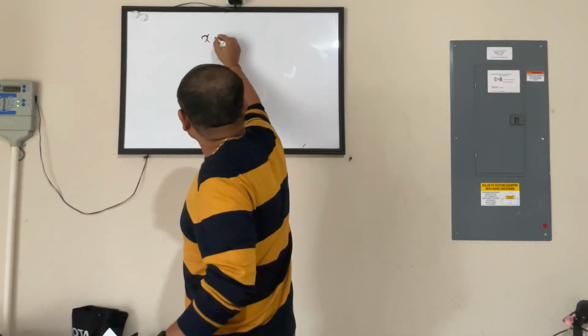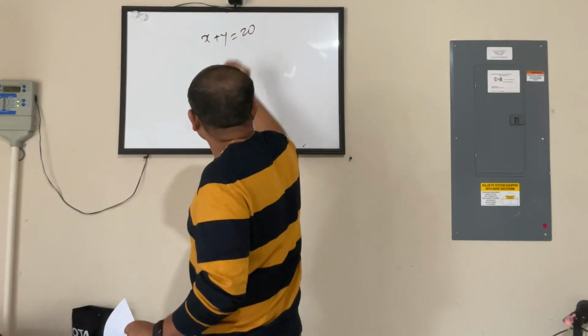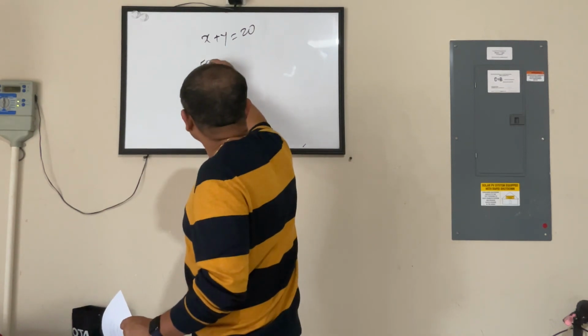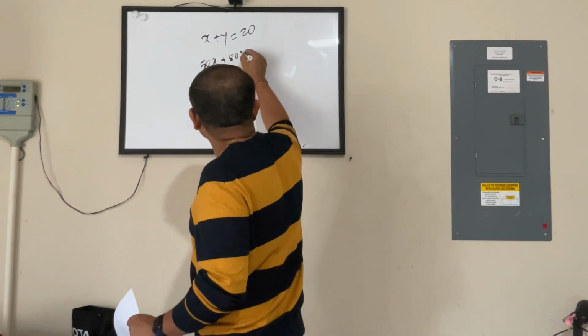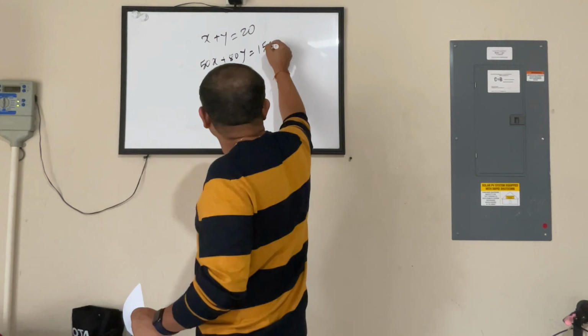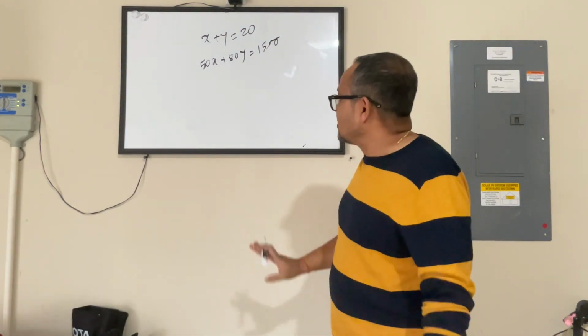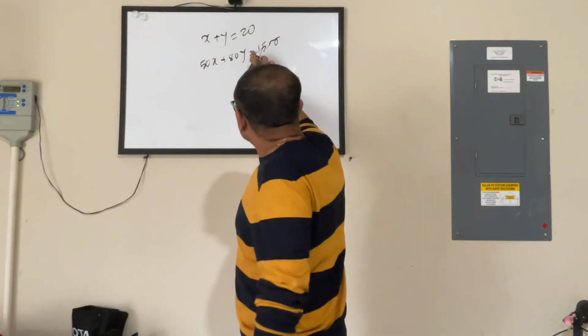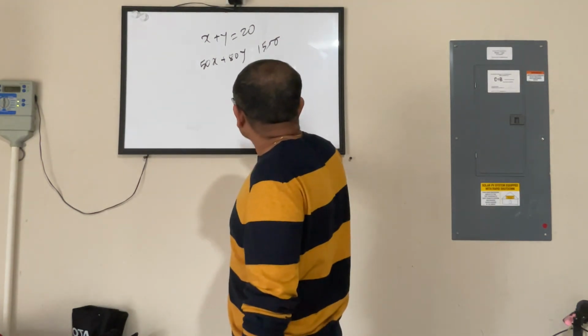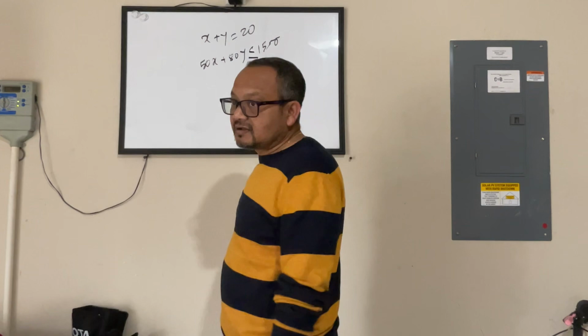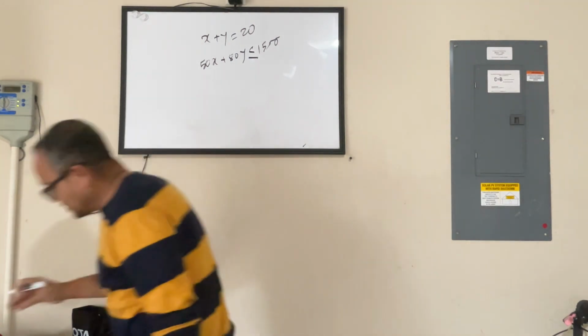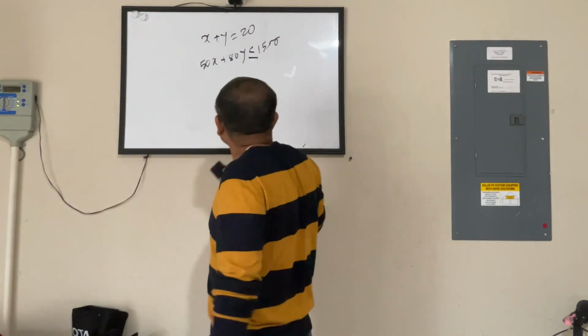If you had an equation like this, 50x plus 80y equal to 1500, this was a normal equation, or equality, whatever you call it. Since it was giving us a condition, it was saying not equal to.